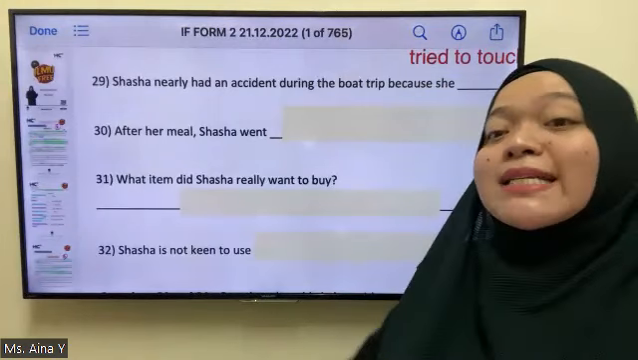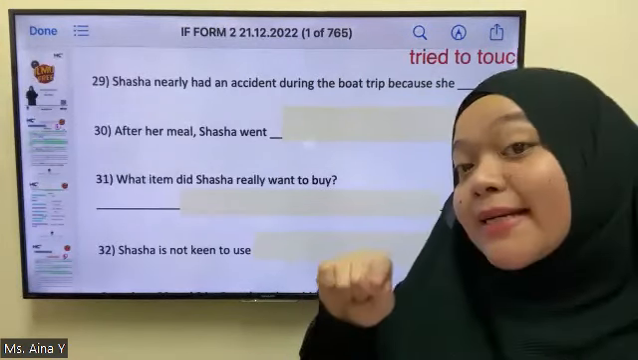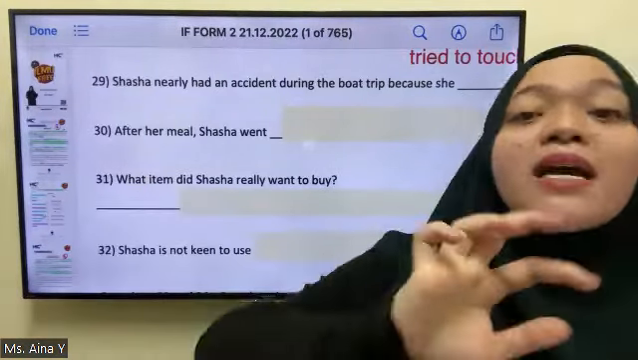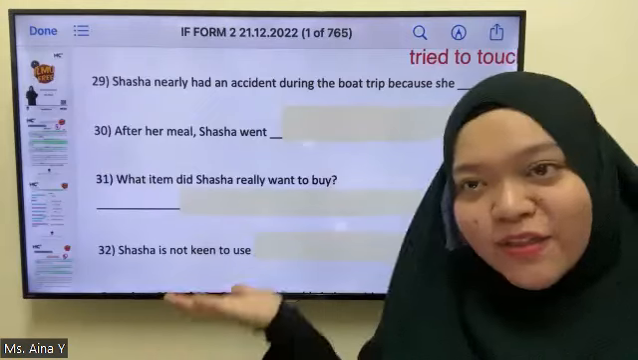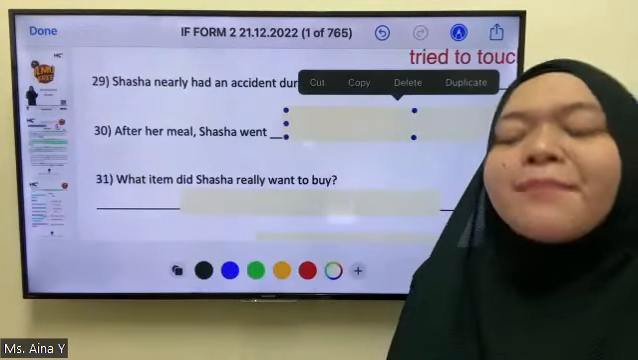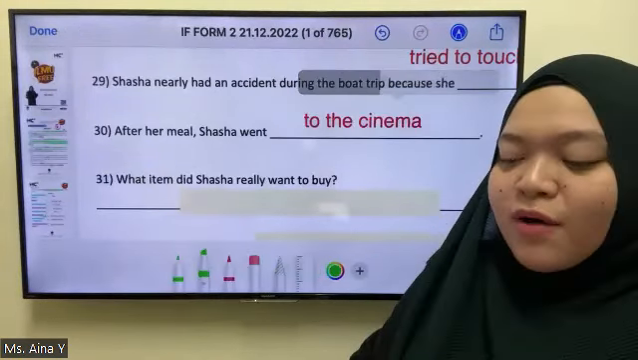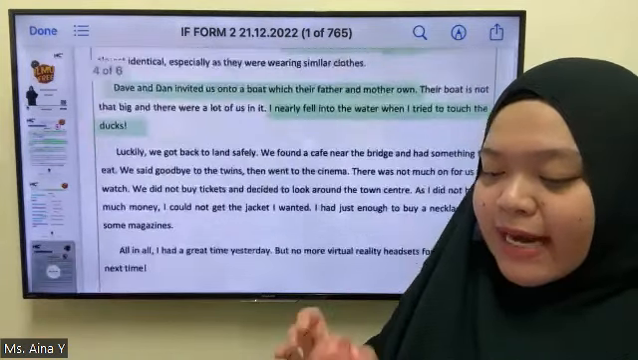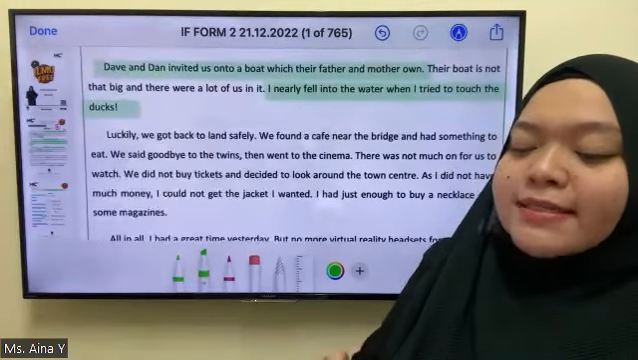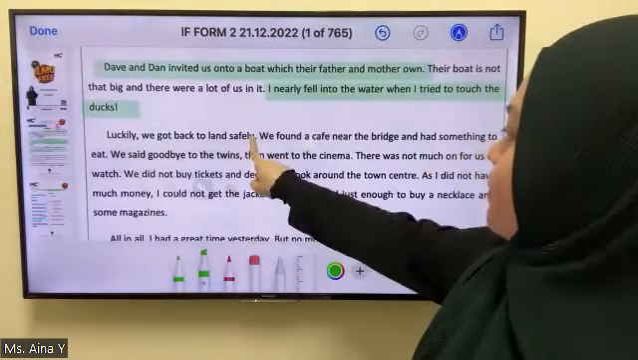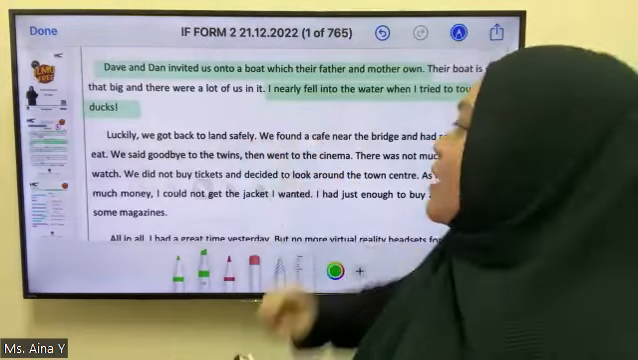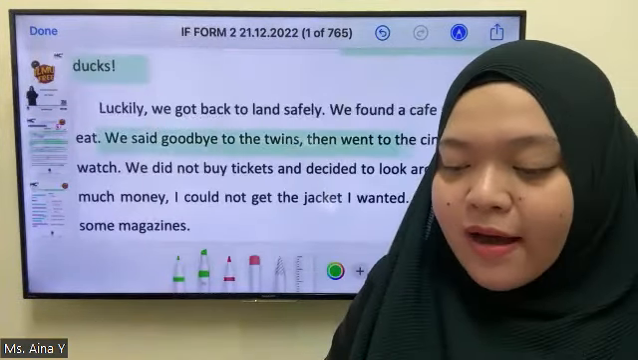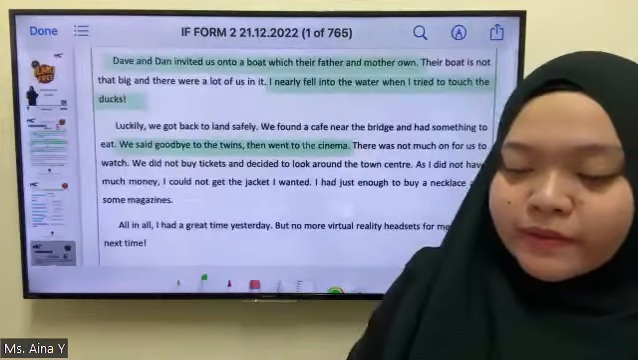Yes, she went to the cinema. Good job, everyone. Where's the clue? Jom kita tandakan clue dia. It's in the next paragraph. Sentence. Which sentence is this? 1, 2, 3, the third sentence. Okay. Next paragraph. Third sentence.